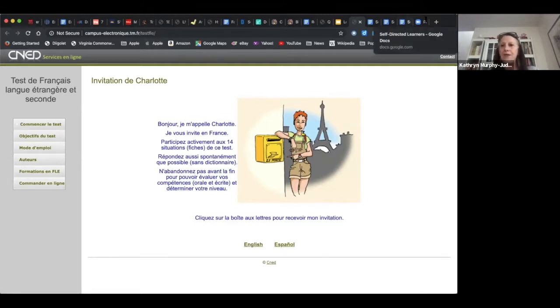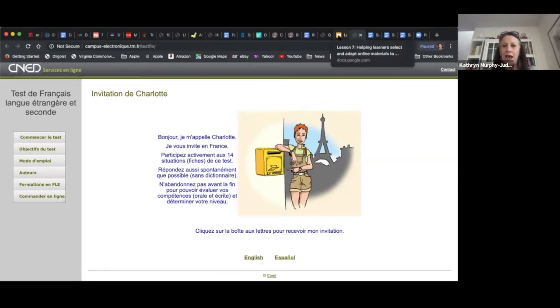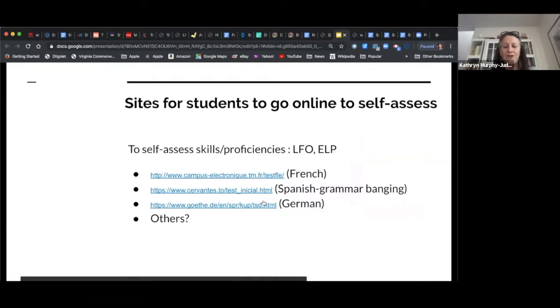And there are other ones that I found through the Cervantes and also from the Goethe Institute. The Cervantes was a lot more straight up grammar, but definitely we can also send the students out and say, hey, why don't you find out if you can self-assess? The about.com site in the different languages used to have a lot of assessments. And in fact, that's where I found this French one at first.